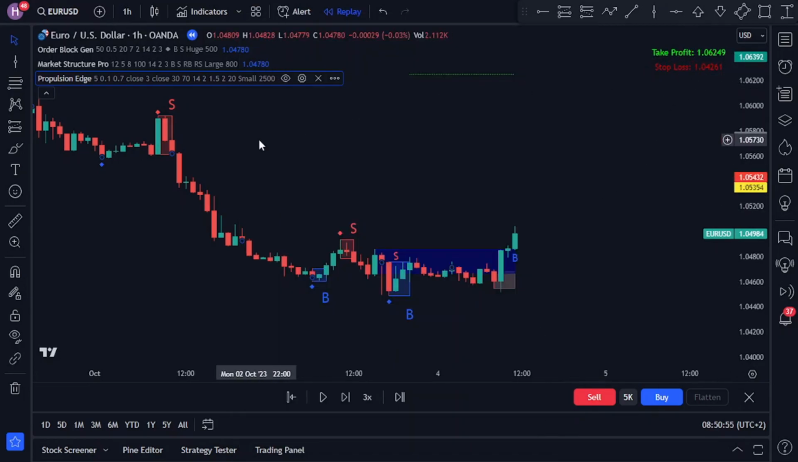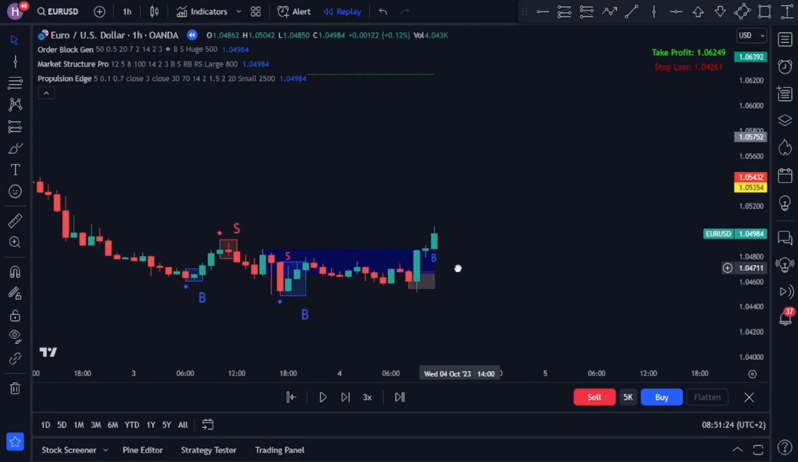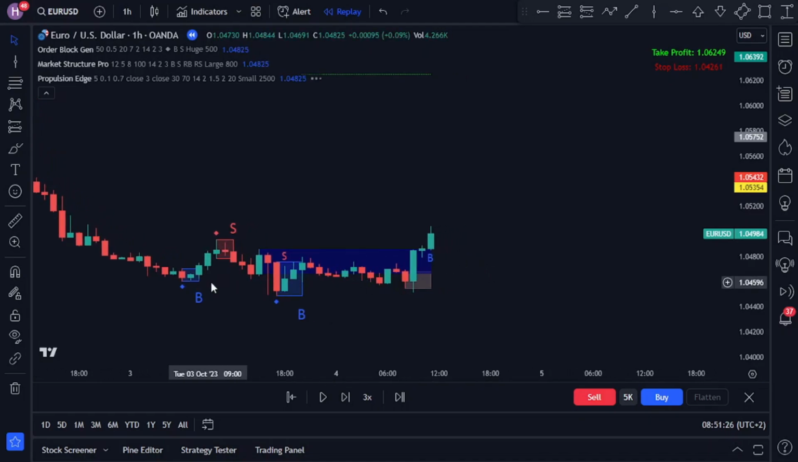The combination of order blocks and market structure is the key for this strategy. And the way that we'll be using them is that we are only interested in signals that have both indicators present on the chart. What this means is we are waiting for an order block signal or signals and then for it to be confirmed with a break of market structure. Then lastly, we'll be using the Propulsion Edge indicator for our exit strategy because it's ideal for identifying market turning points.